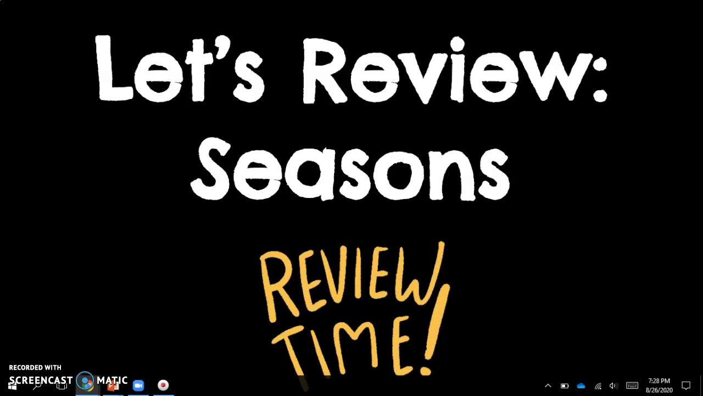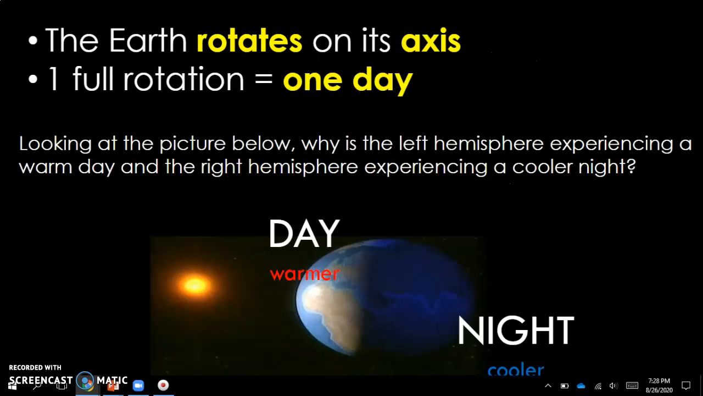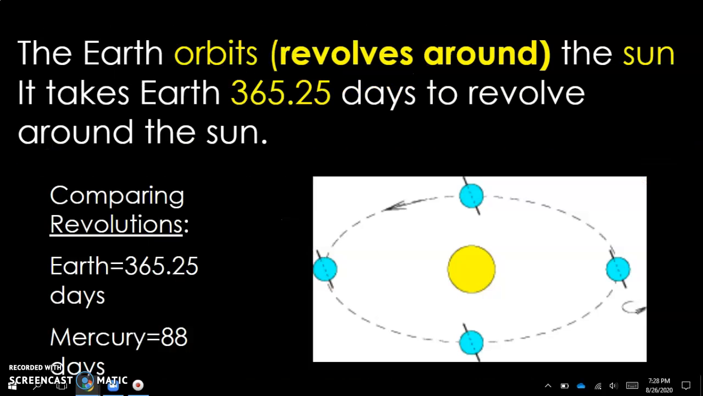So before we get started, let's just do a really quick review of our seasons. Just a reminder from yesterday's lesson, the Earth rotates on its axis. One full rotation equals 1 day, so 24 hours is a day, and that is due to the rotation of Earth on its axis, okay? The Earth revolves or orbits around the sun, and this takes 365.25 days to revolve. And that extra 0.25 days, remember every 4 years we have a leap year to make up for that extra time. Okay, so again, rotation on its axis, revolution around the sun.